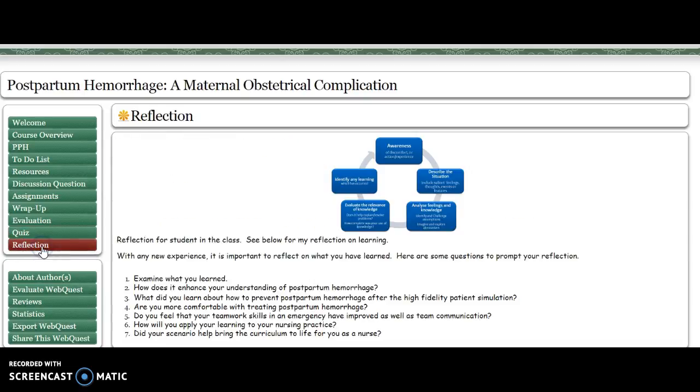Your reflection was very thoughtful, asking the learners to look at what they have learned and how it's going to enhance their understanding of postpartum hemorrhage, asking them if they are more comfortable, that they have the knowledge, and if they feel that their teamwork skills in the emergency have improved. My experience in simulation is that they improved greatly. A little education and some instruction, and again, they improved greatly. So I'm sure that you'll have the same experience as well.